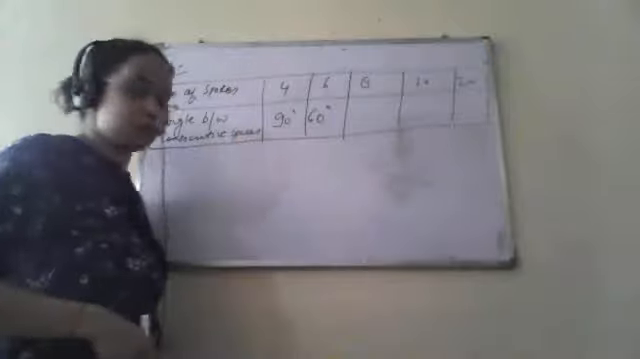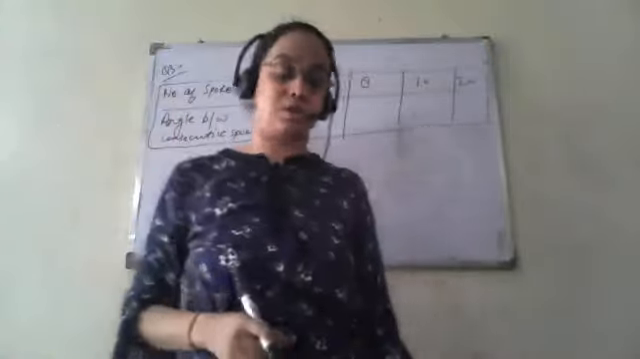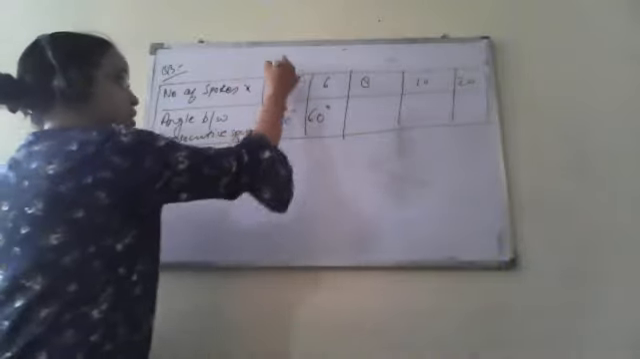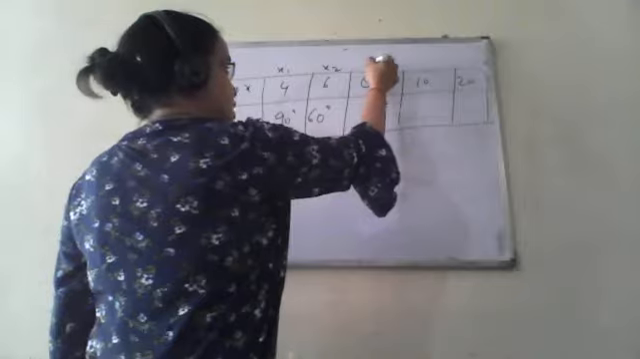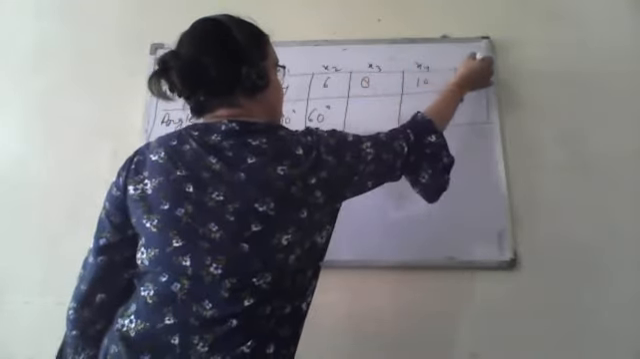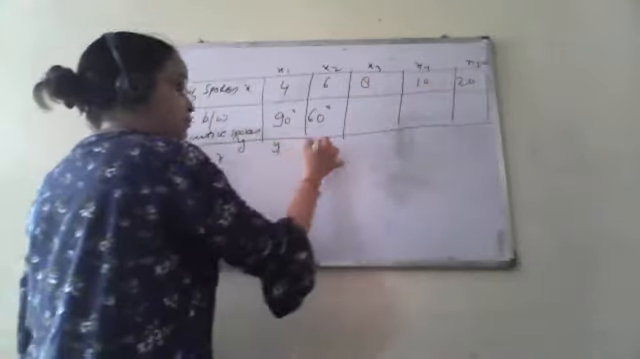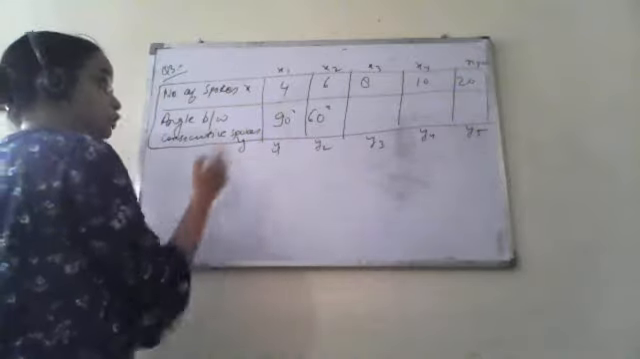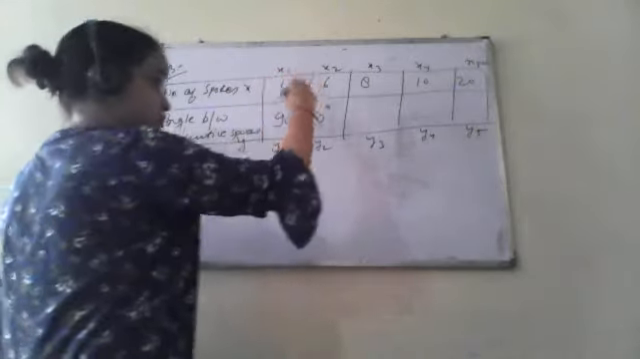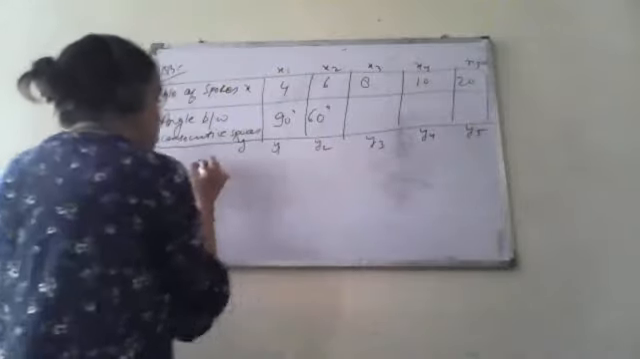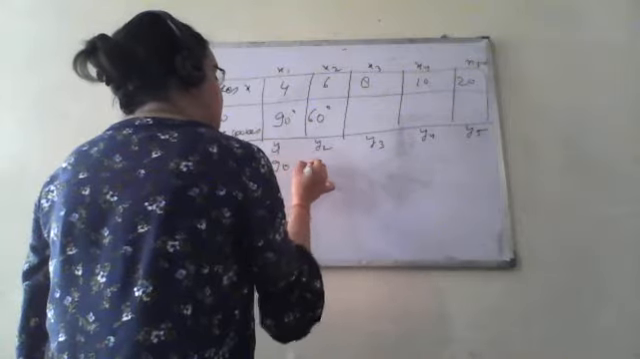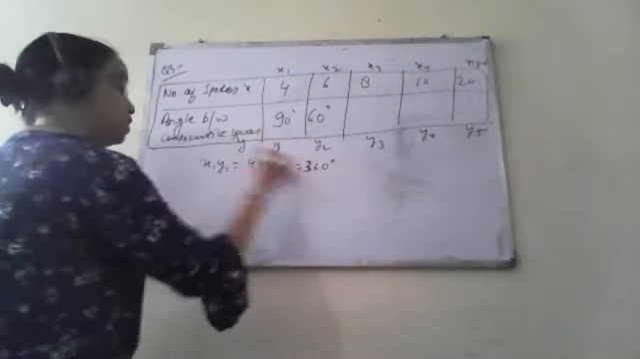So first we have to check whether they are in inverse variation or direct variation. So for inverse variation, these are our x, these are y, these are x1, x2, x3, x4, x5. This is y1, y2, y3, y4, y5. So we have to check first whether x1 y1 equals x2 y2 or not. So x1 y1, it is 4 into 90. This is 360 degrees. Clear?